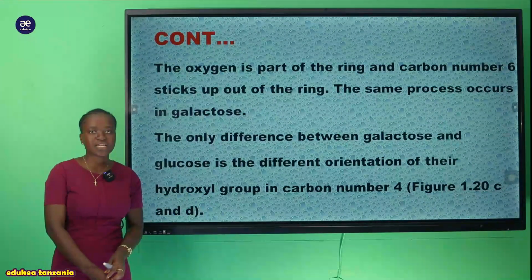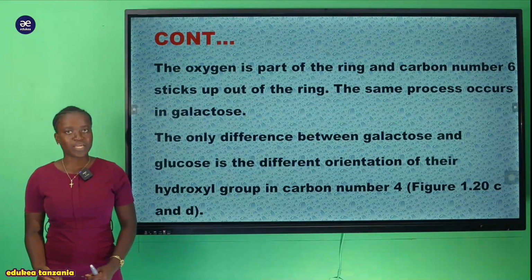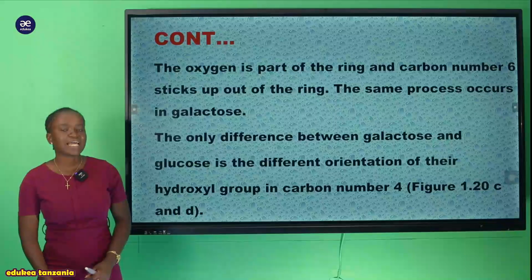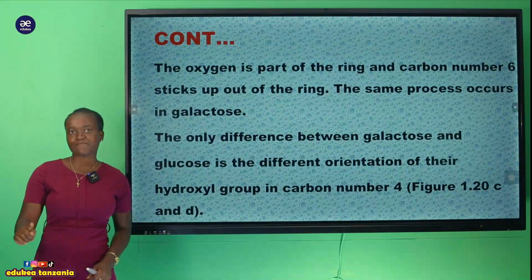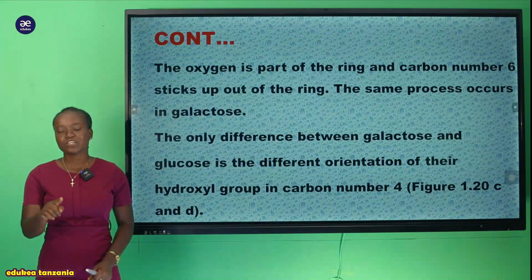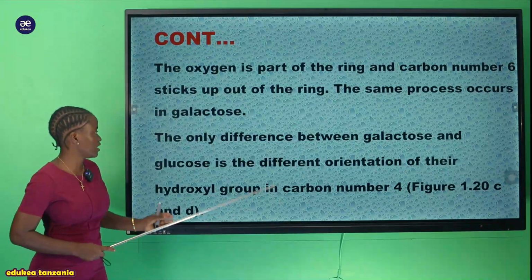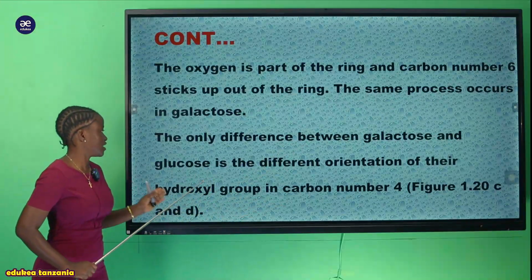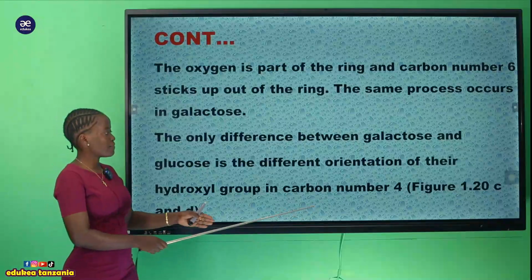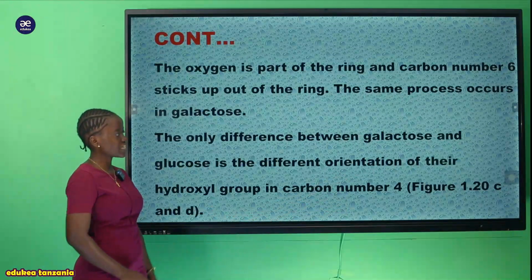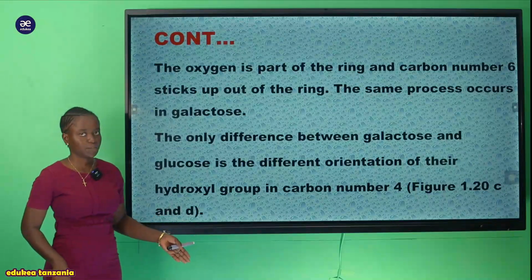So hii process ya kuchange the aldehyde group and hydroxyl group inayopatikana kwenye glucose ni sawa na ile ambayo inapatikana kwenye galactose. So here we are going to take as a representative member of the hexose sugar that is the glucose. And the only difference between galactose and the glucose is the different orientation of the hydroxyl group in the carbon number 4. We're going to see this in the figure 1.20C and 1.20D.